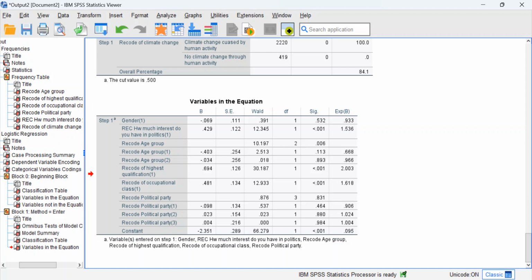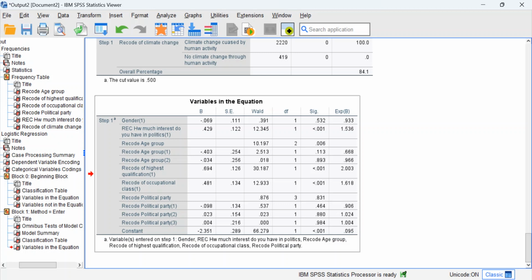So the kind of middle point of the odds ratios is 1. If you have an odds ratio of 1, that means an individual in that particular category is equally likely to believe that climate change isn't happening versus that it is happening. So if an exponential is very, very close to 1, it suggests that there isn't a statistically significant relationship.